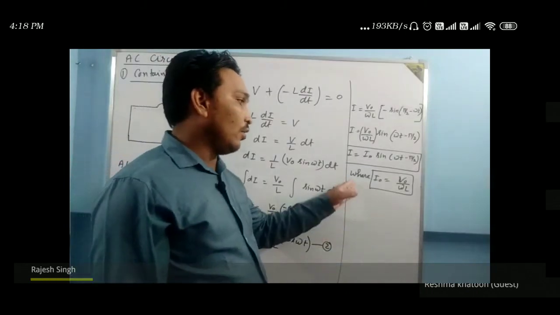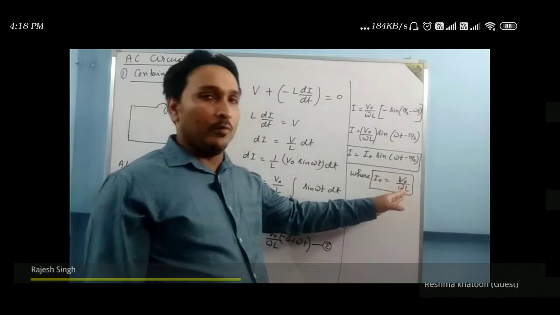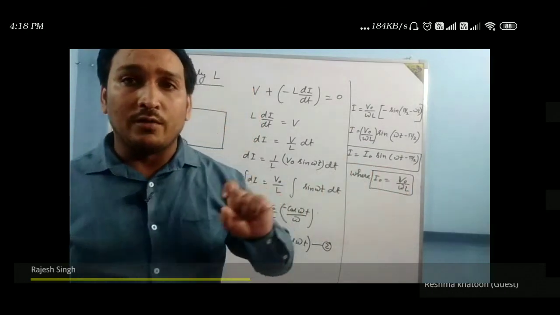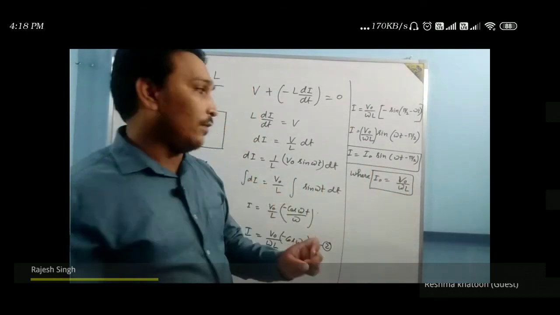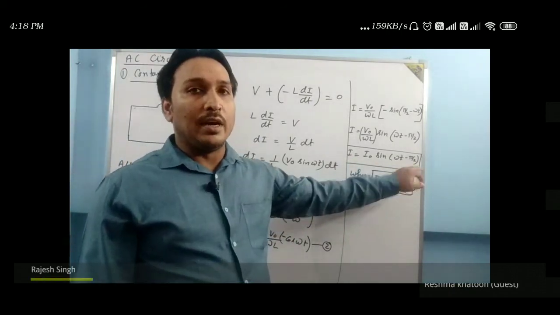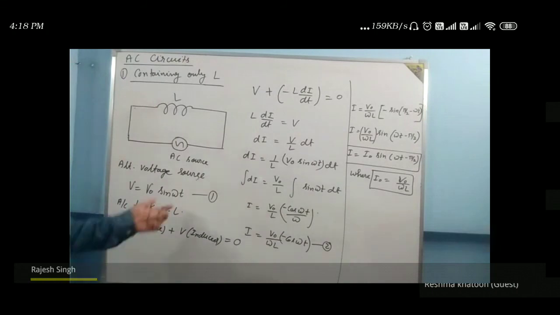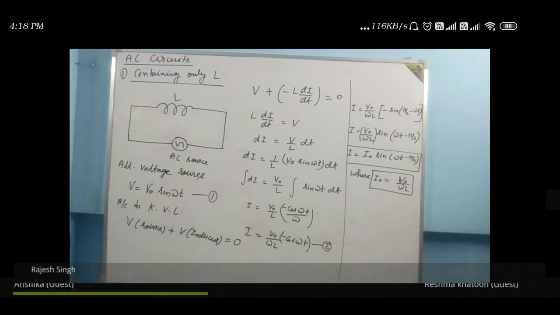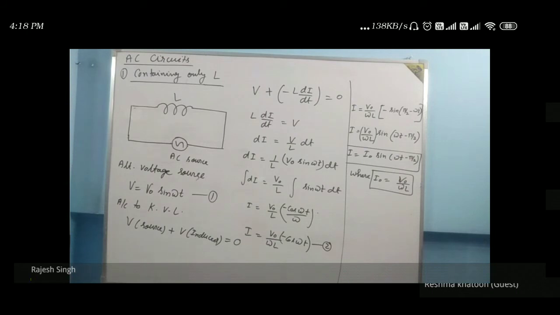Now I naught is equal to V naught upon omega L, and the phase I was talking about is very important. The phase of current is omega t minus pi by 2, and the phase of voltage is omega t. So they have a phase difference. Who is leading in phase, V or I? V leads, by how much? Pi by 2.